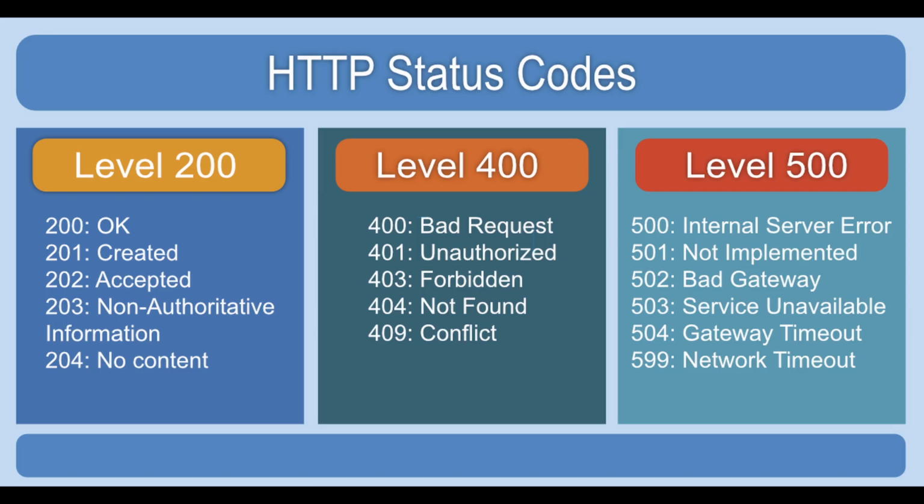The receiver will then return a status code along with a message back to the sender. For example, 200 OK means the request was successful, while 404 not found indicates the server couldn't find the requested resource. There are many status codes, and it's always good to familiarize yourself with their meanings.